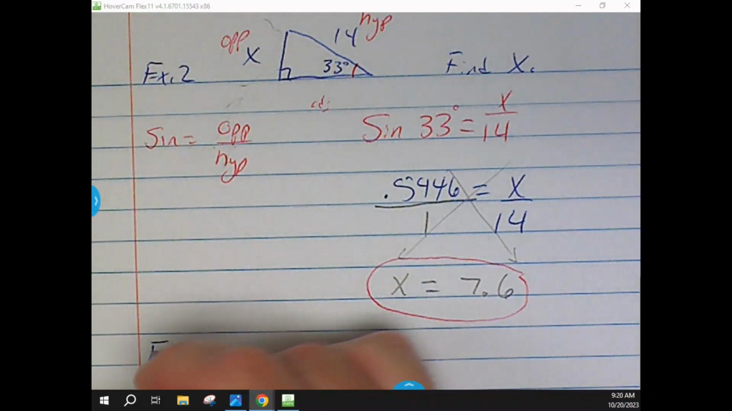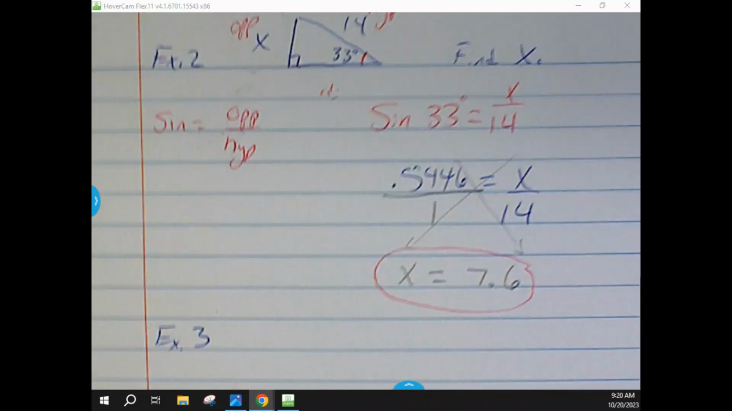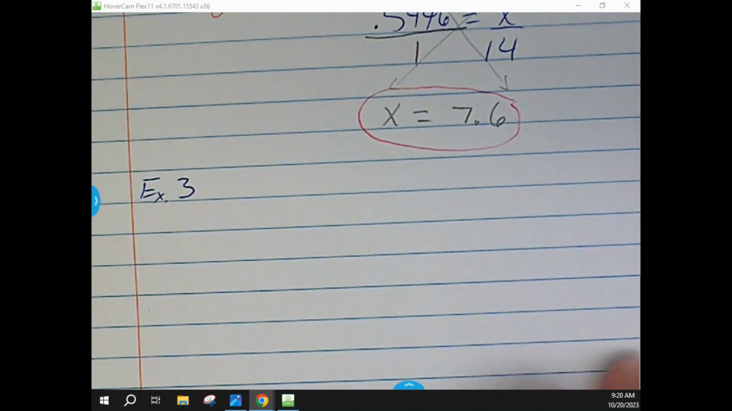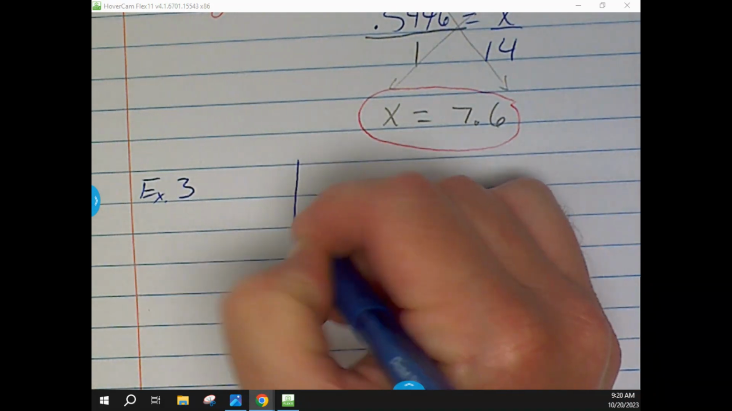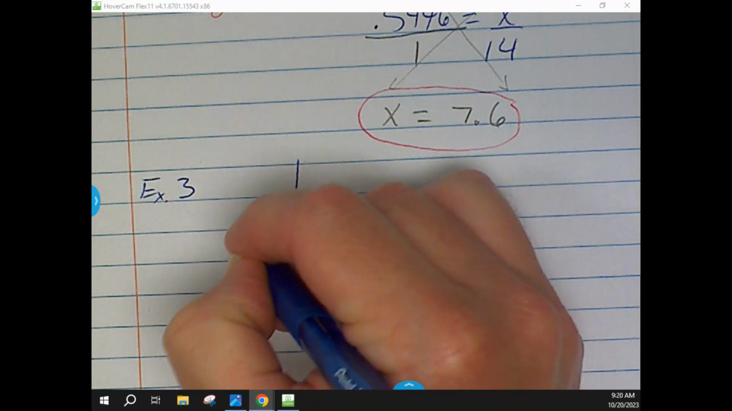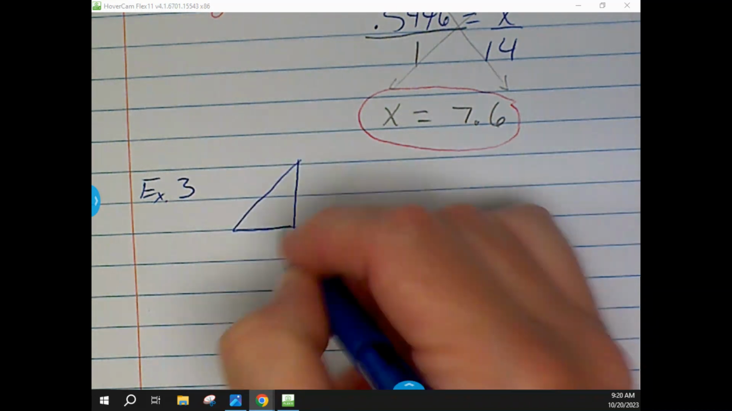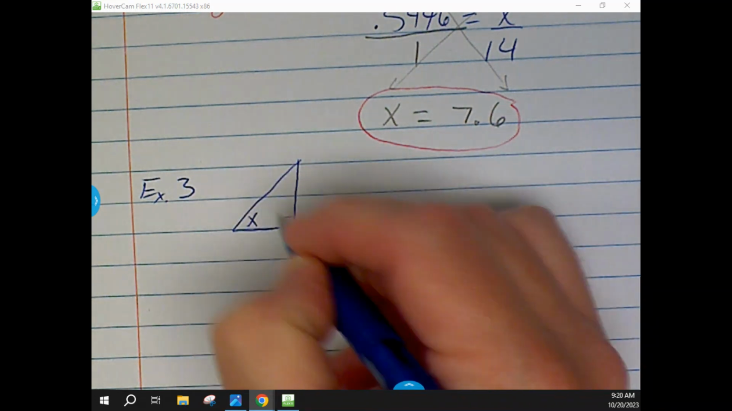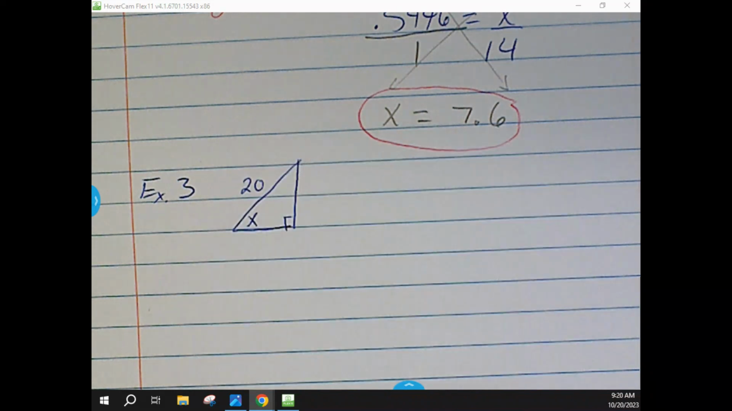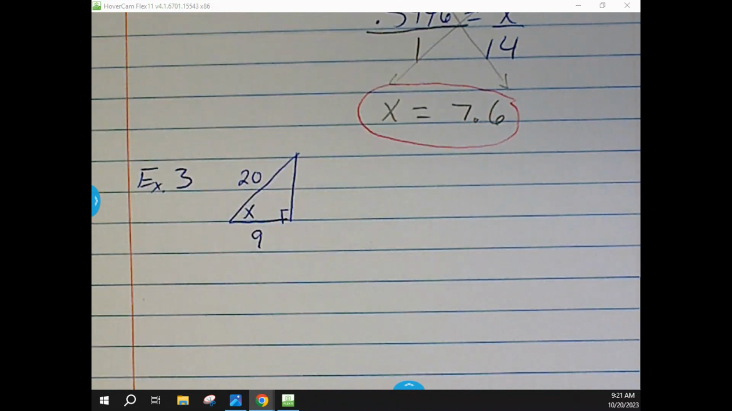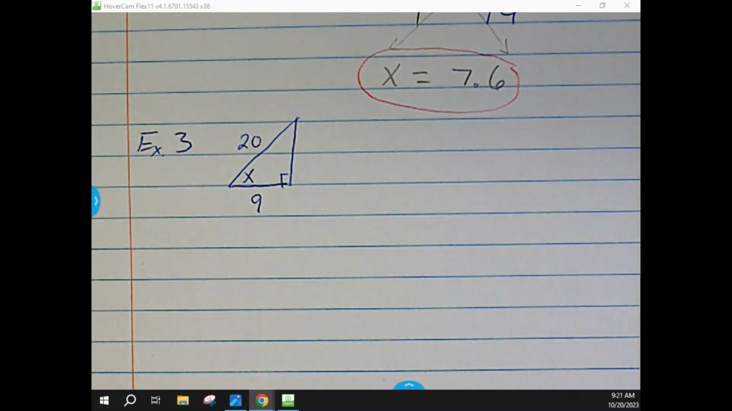All right, let's do a little bit more. So for example, number 3. Okay, so there's our triangle. We're still going to find x.